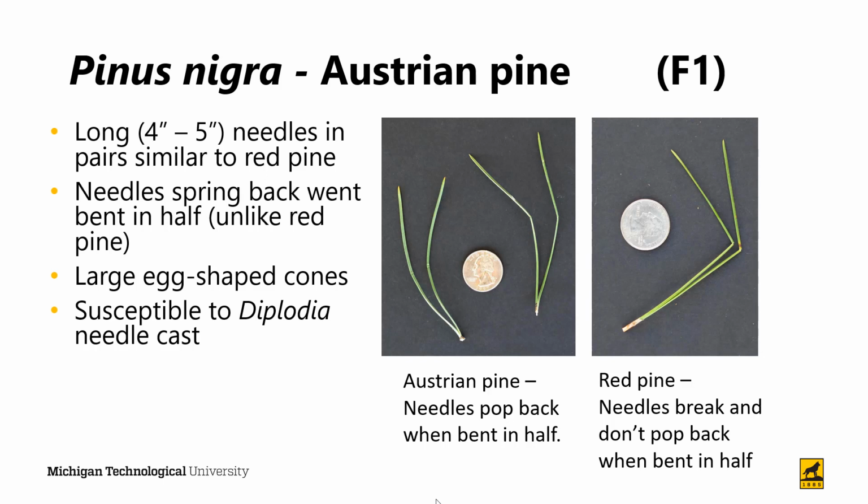The easiest way to tell the difference between an Austrian pine and a red pine is to bend the needles in half. The Austrian pine needles will crease, but will mostly bounce back. Red pine needles will partially break and will not bounce back.